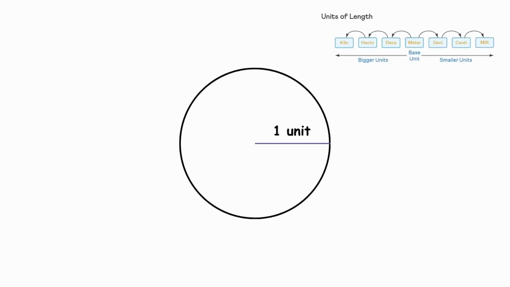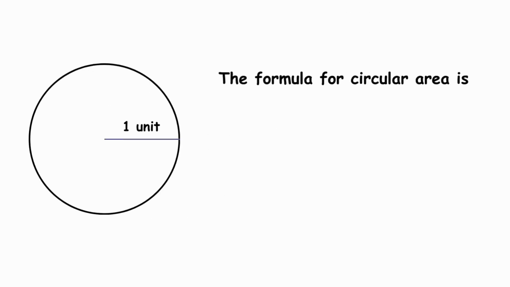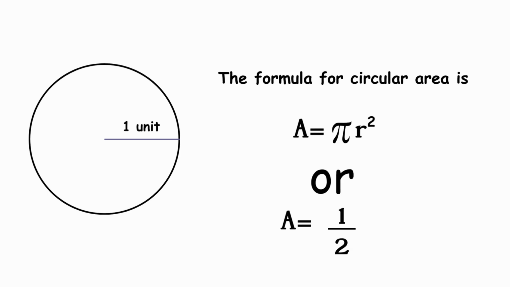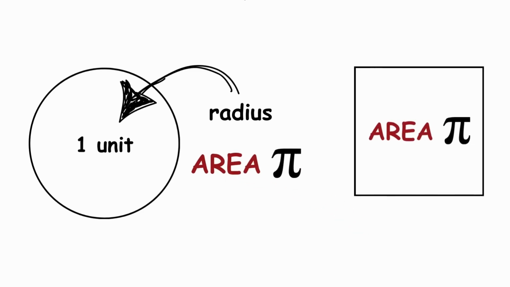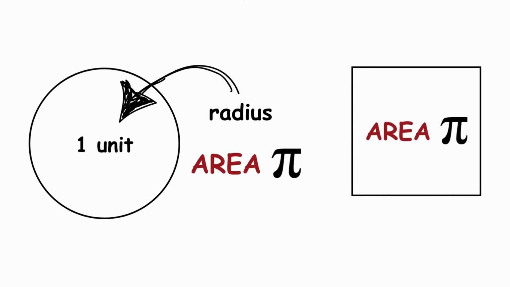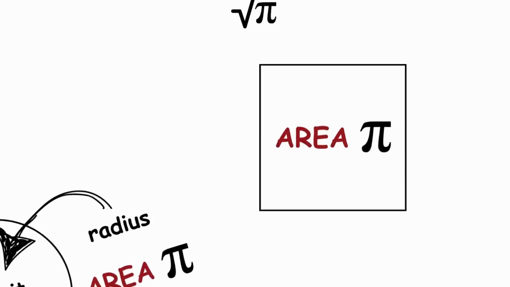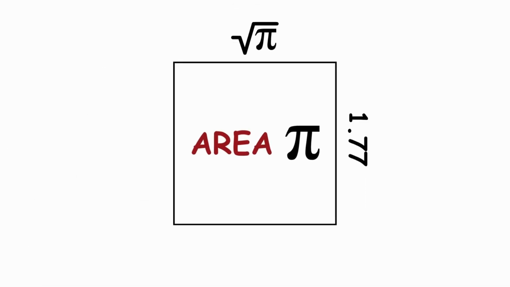To begin considering this problem, let's start by declaring that the radius of the circle is 1 unit, whatever that unit is. The formula for circular area is A equals pi r squared, or A equals 1/2 tau r squared, if you prefer. A radius of 1 gives us an area of pi. To square the circle, we need to draw a square with an area of pi, therefore having a side length of square root of pi, about 1.77.